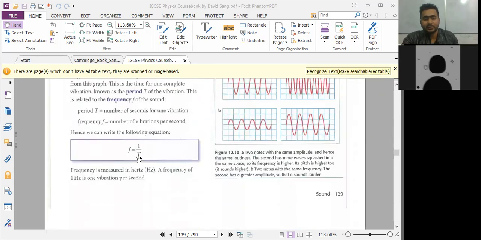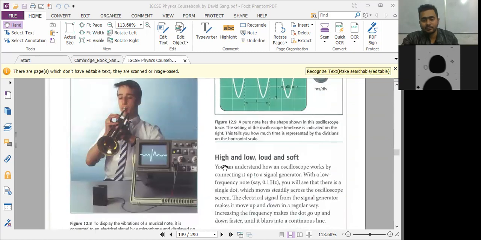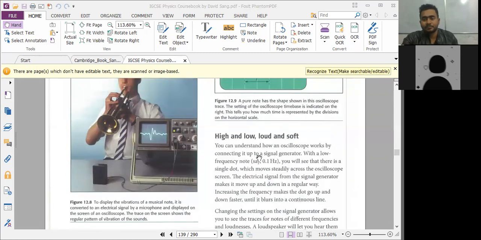High and low, loud and soft. You can understand how an oscilloscope works by connecting it up to a signal generator. With a low frequency note, say 0.1 hertz, you will see a single dot which moves steadily across the oscilloscope screen. The electrical signal from the signal generator makes it move up and down in a regular way. Increasing the frequency makes the dot go up and down faster until it blurs into a continuous line.